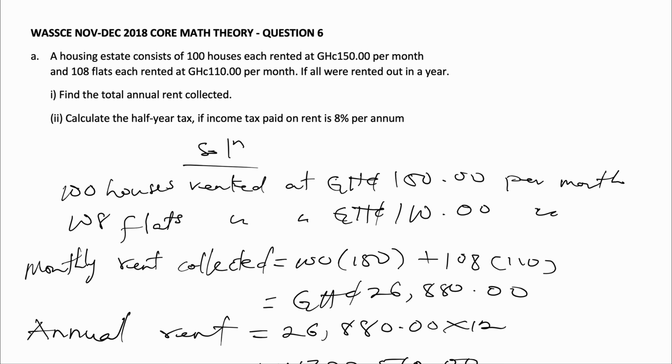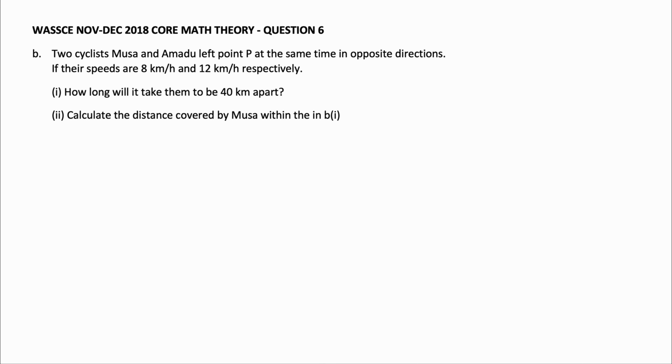We'll be moving on to question 6b. Two cyclists, Musa and Amadou, left point P at the same time in opposite directions. If their speeds are 8 kilometers per hour and 12 kilometers per hour respectively, how long will it take them to be 40 kilometers apart?